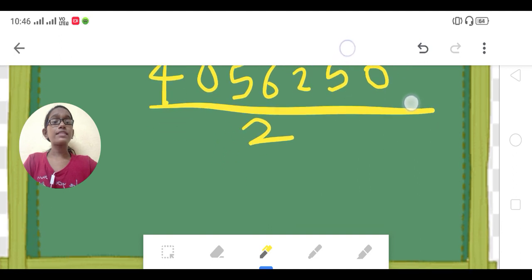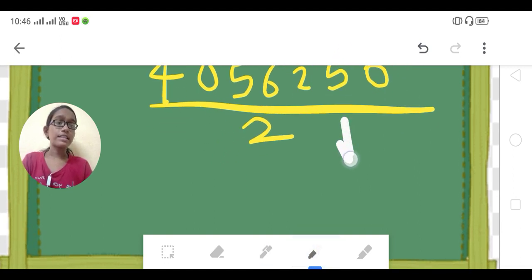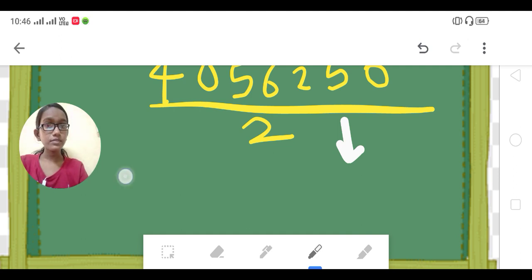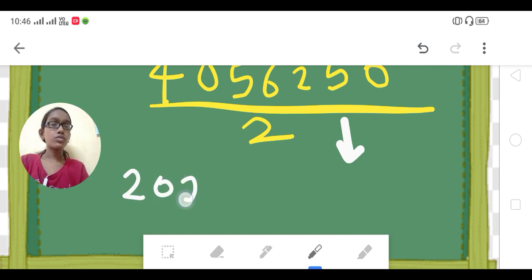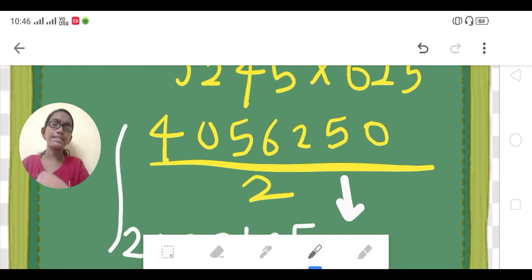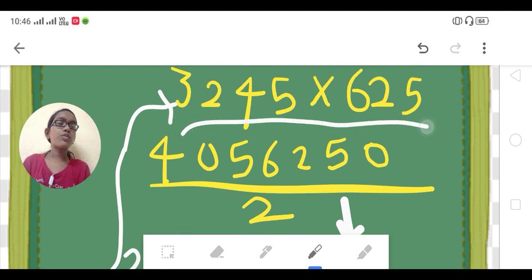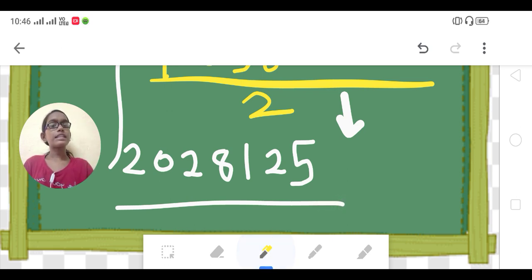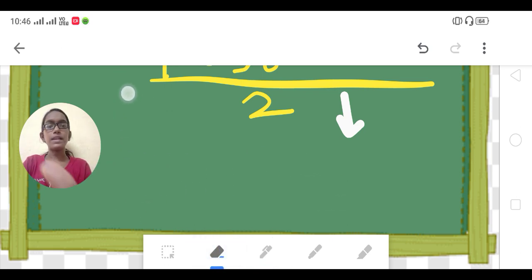If you divide this number by 2, you get your answer as 202825. Isn't it so simple? And now check this answer using a calculator. I can say this answer is 110% correct. If you multiply 3245 with 625, you get your answer as 202825. Check it using a calculator if you don't believe.